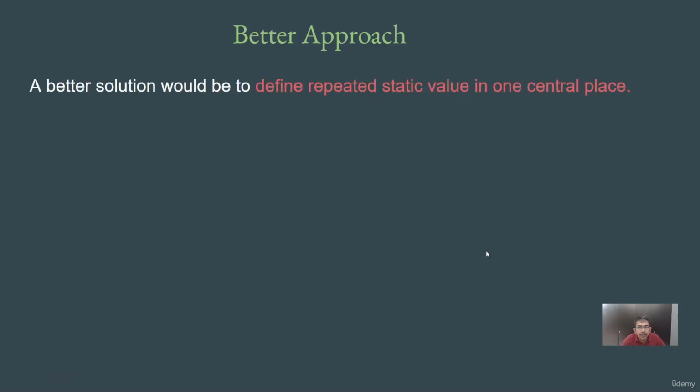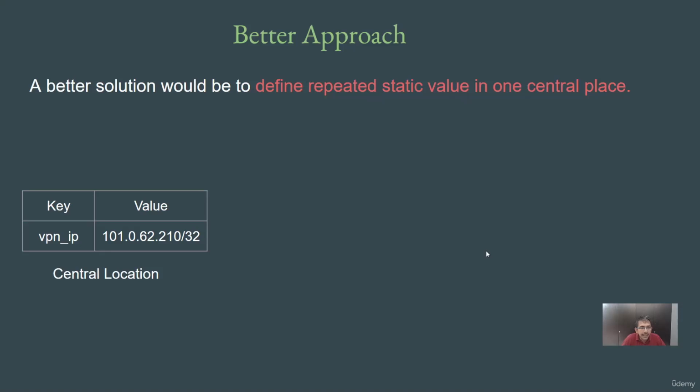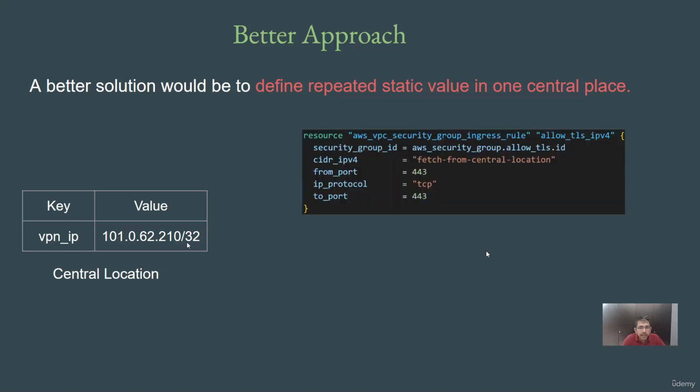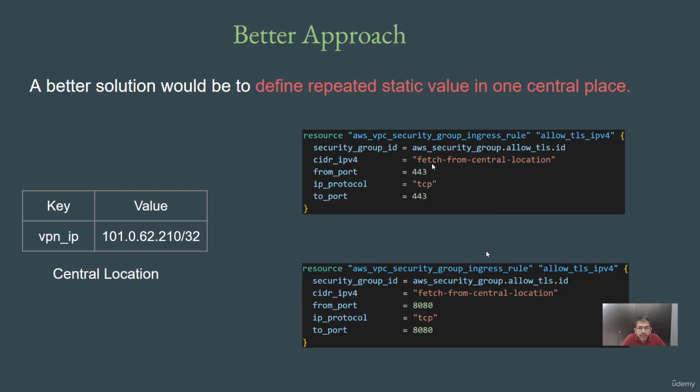Now, in order to avoid specifying the repeated static value in your code, the better approach would be to define this static value in a central place. For example, let's say that you have a central location where you specify that the VPN IP is going to be this. Now, from the code of your Terraform, so there are 2 rules over here, you can create a logic in which the CIDR IPv4 block states fetch from the central location. So instead of hard coding the IP everywhere in your code, you just say fetch from the central location. So now whatever central location you have defined, it will fetch the IP from the central location and it will be computed internally.